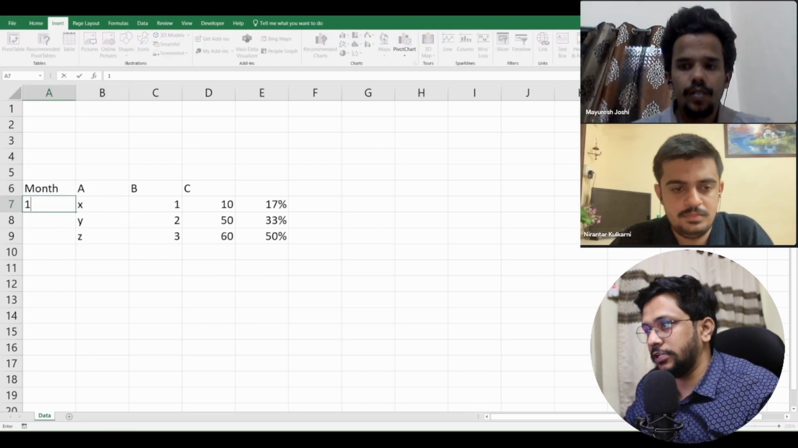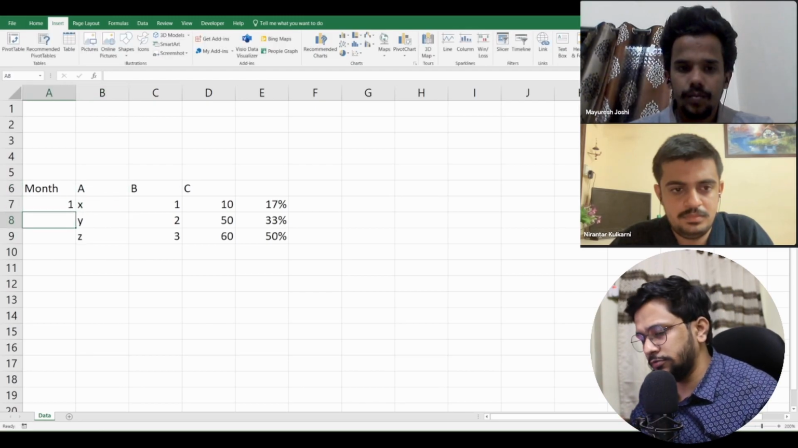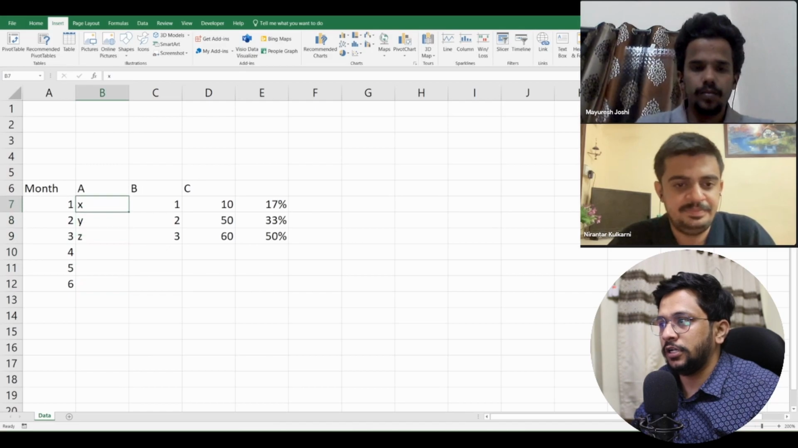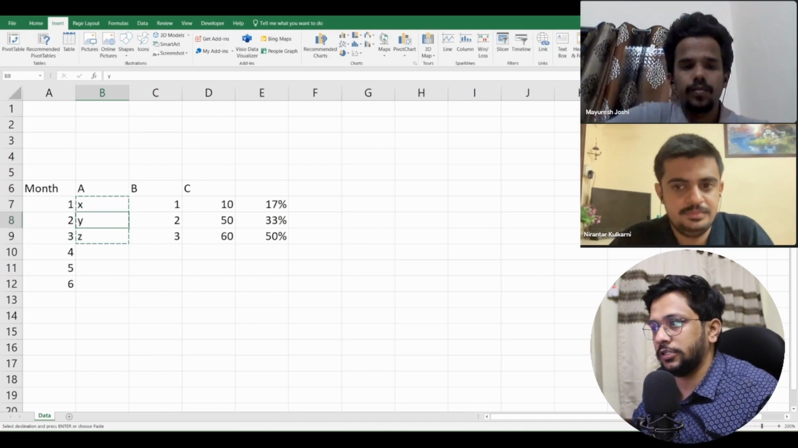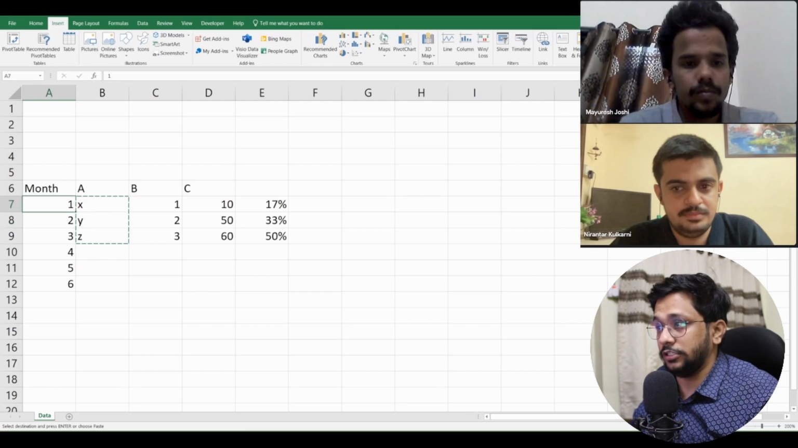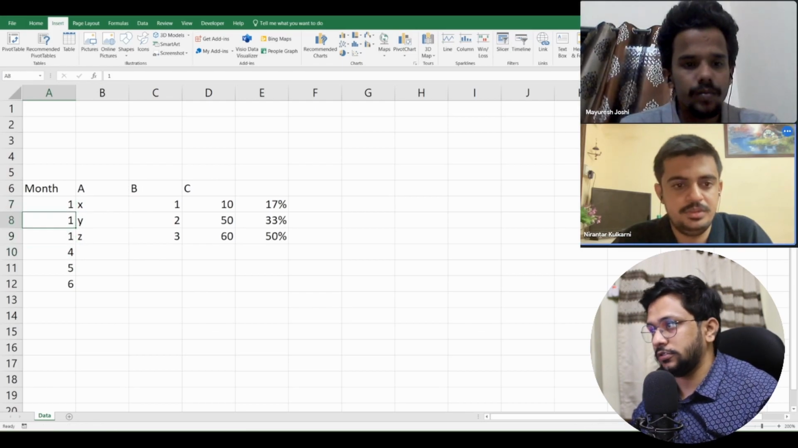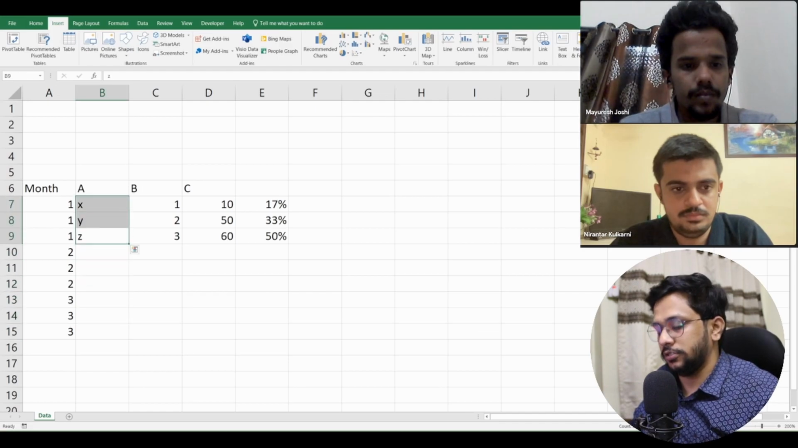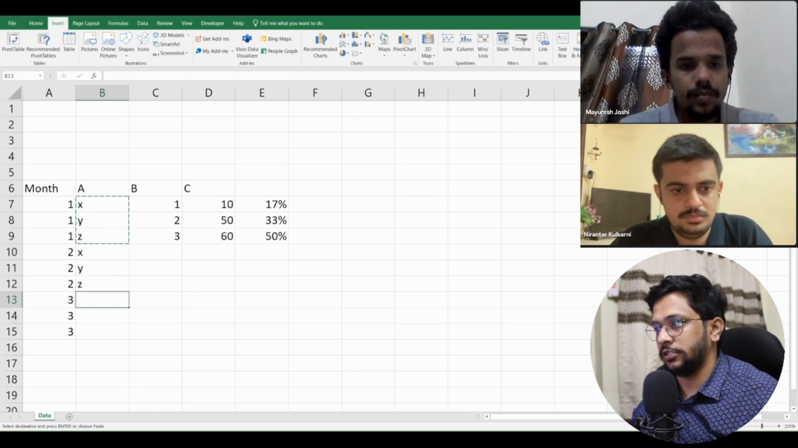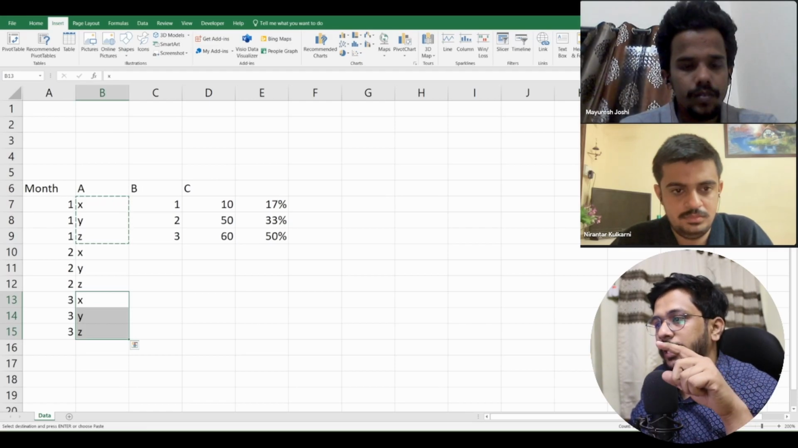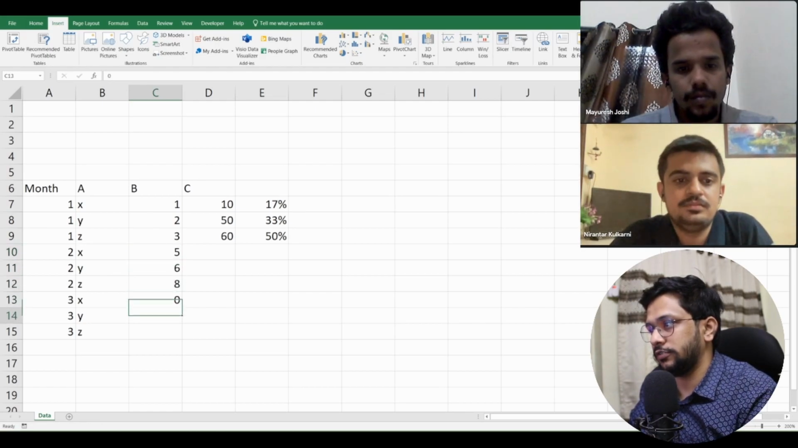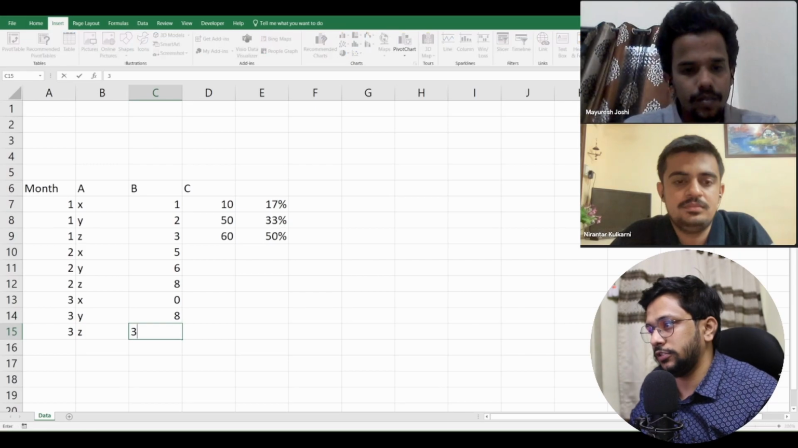So we will say 1, and I'll just use 1, 2, 3, 4, 5, 6, for simplicity's sake, 6 months of data. Again there will be X, Y, Z categories for 6 months. So actually this will be 1 1 1, 2 2 2, and 3 3 3. I'll just use this much only. We'll see X, Y, Z. So we will have the values of all three categories for every month, and we will say 5, 6, 8, 7, 0, 8, 3.